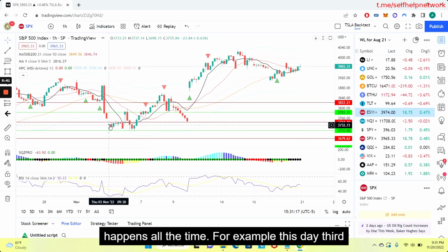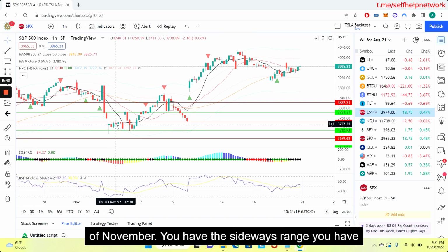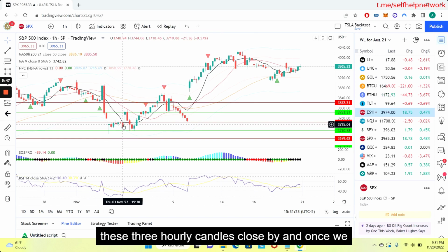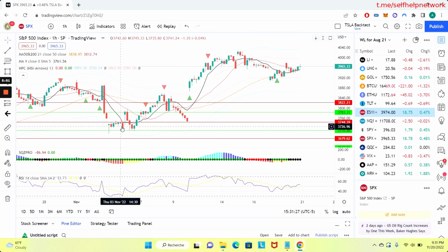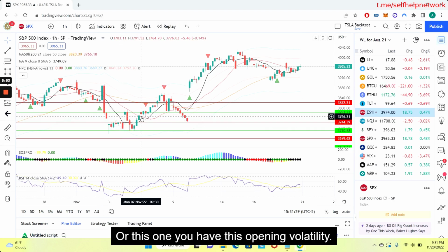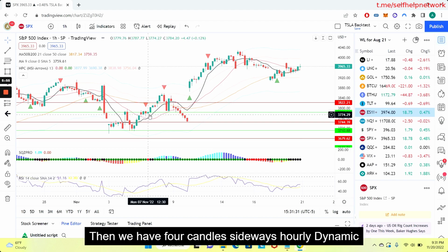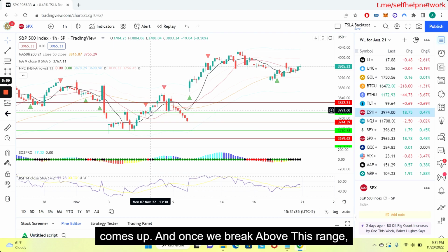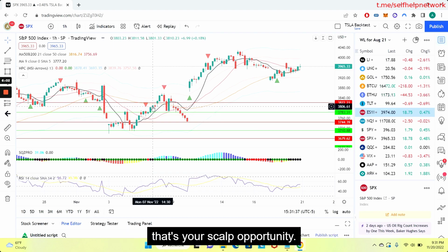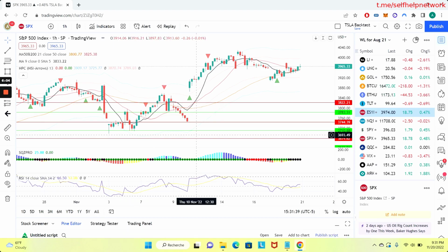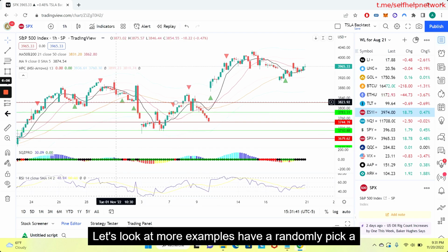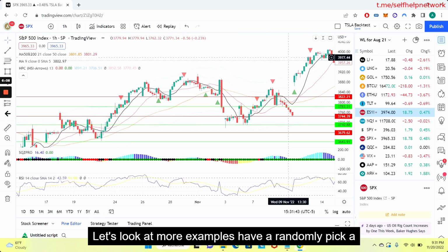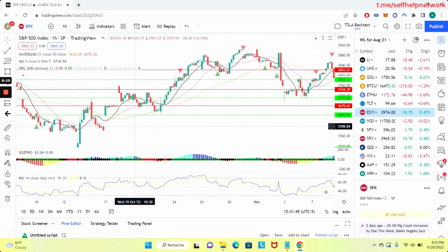For example, this day, 3rd of November, you have the sideways range. You have these 3 hourly candles close by, and once we break below this range, that's your scalp of the day. Or this one, you have this opening volatility, then we have 4 candles sideways, the hourly 9MA comes up, and once we break above this range, that's your scalp opportunity. Let's look at more examples. I will randomly pick a day and see if we find an opportunity there.